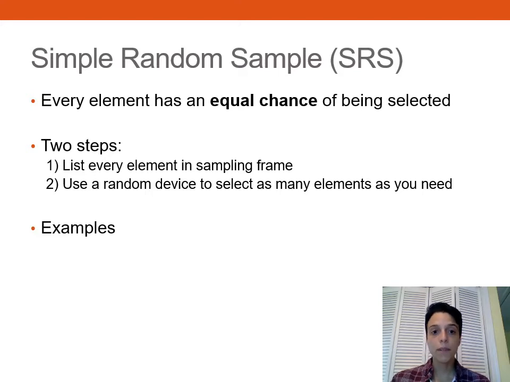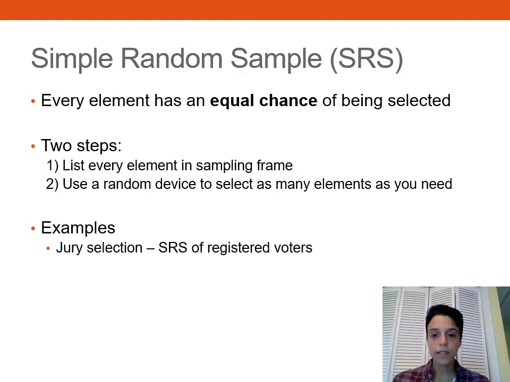There are other examples of simple random samples that you see in the real world. So one is jury selection. And jury selection is typically done using a simple random sample of registered voters. So all the registered voters are listed out, and then some sort of random device, often a random number or just a computer that can randomize things, will pick out members of that list as a sample.